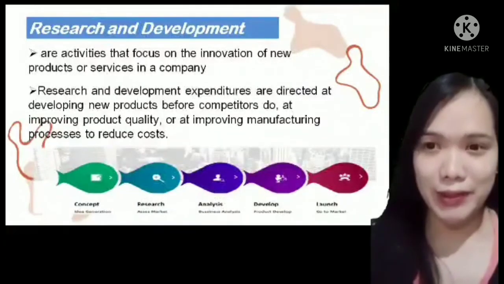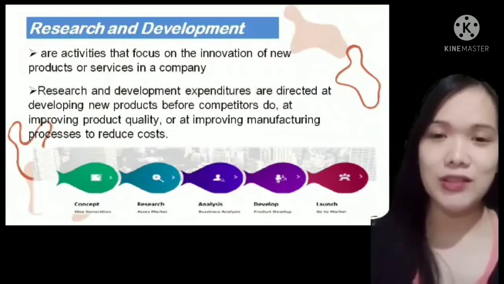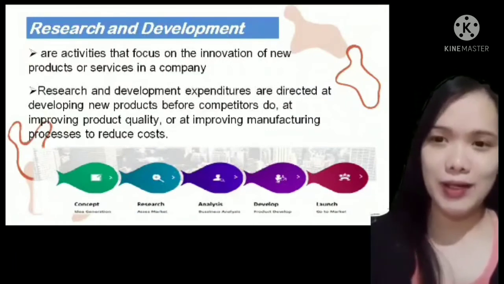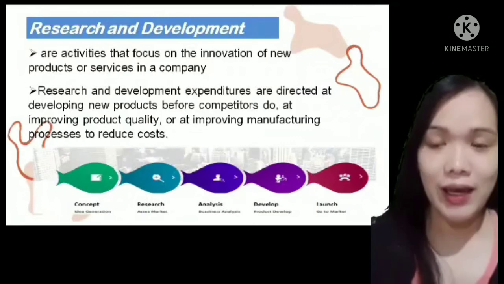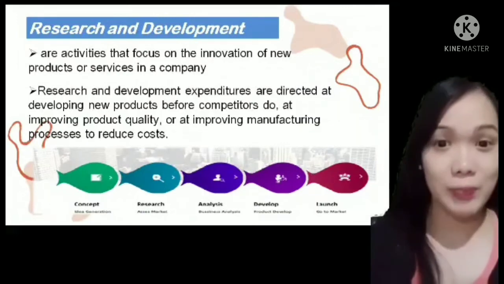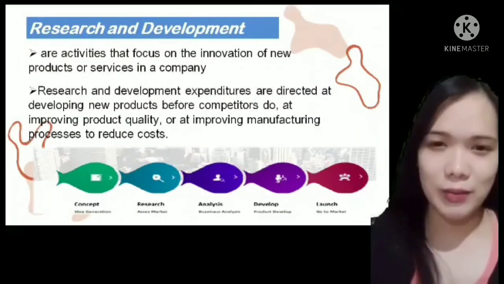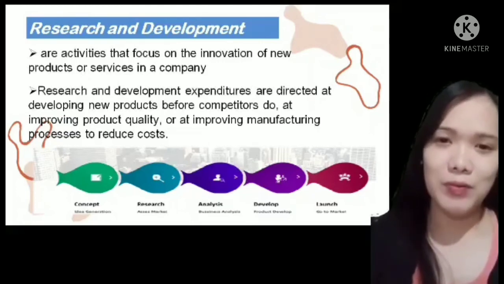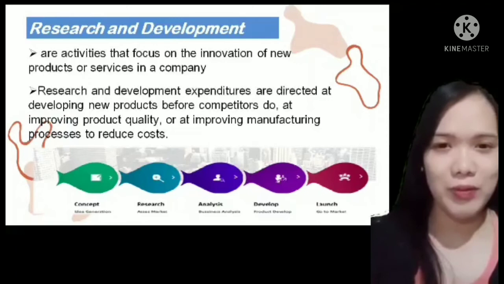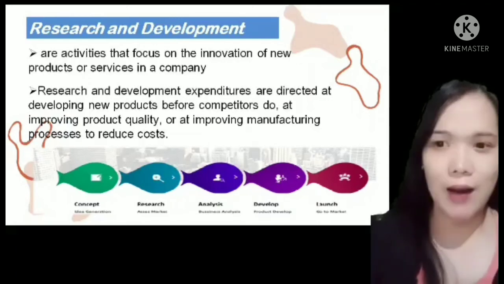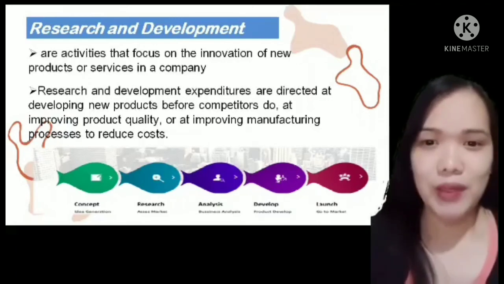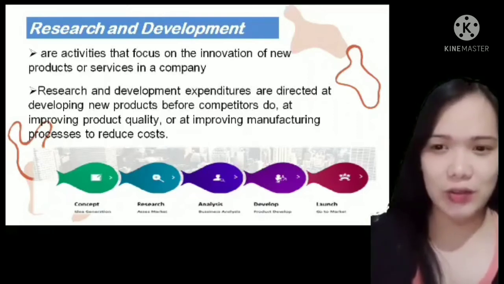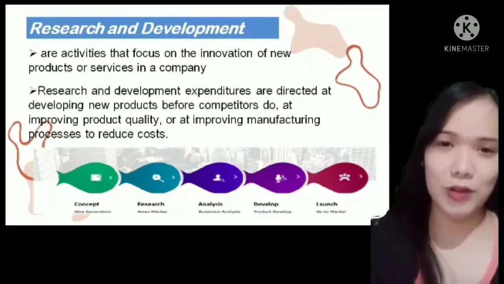Research and development are activities that focus on the innovation of new products or services in the company. It also refers to expenditures directed at developing new products before competitors do, at improving product quality, or at improving manufacturing processes to reduce costs. It is more on researching your market and analyzing your customers' needs.